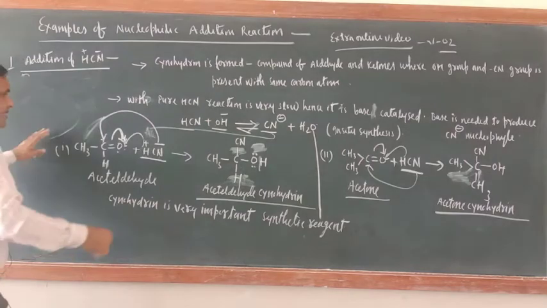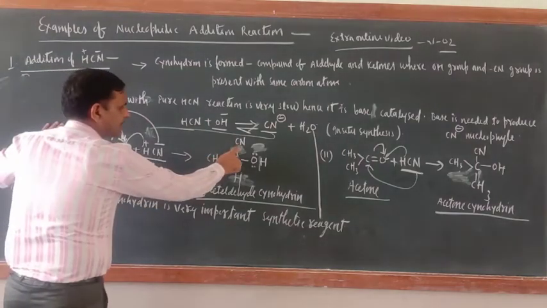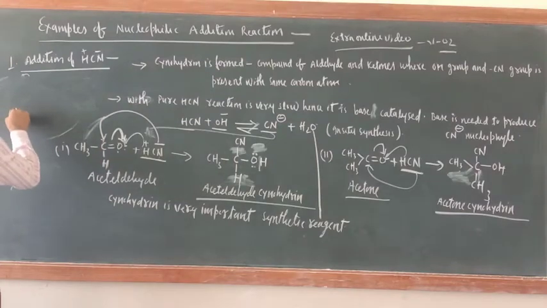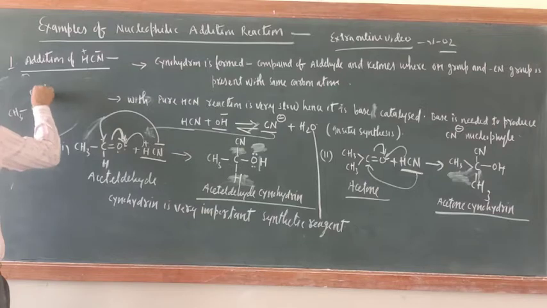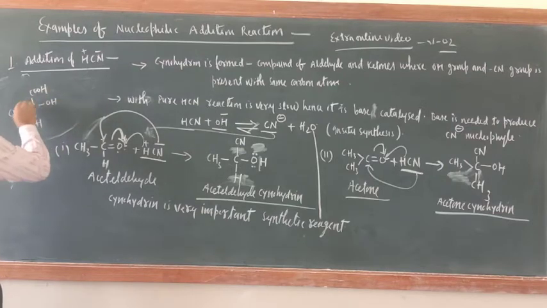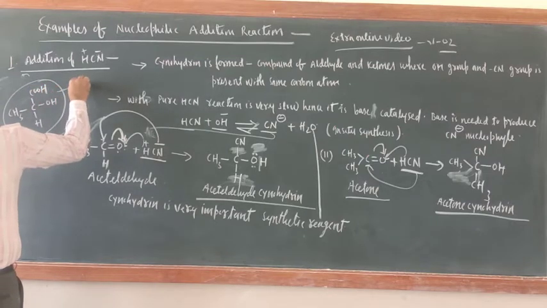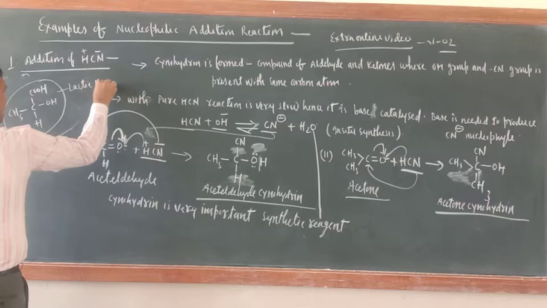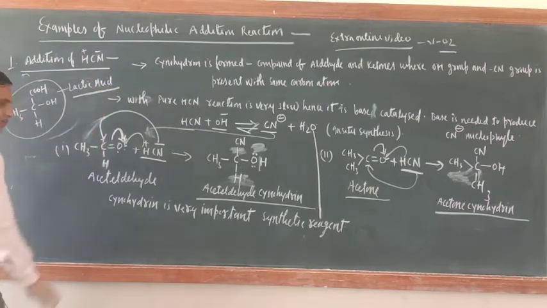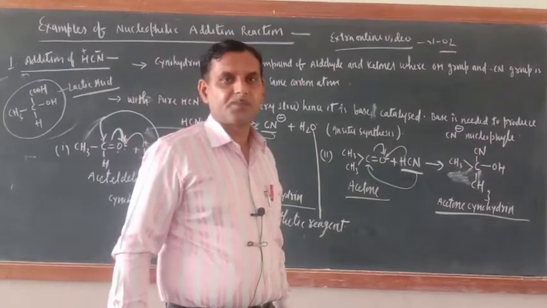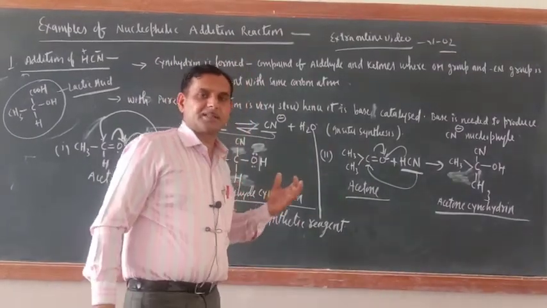Just try to understand. Suppose I have subjected this one to complete hydrolysis. So just see here, for CH3, CN will be converted into COOH. Rest everything would be the same. Do you know what is the importance of this compound and what is the name of this compound? This is lactic acid. And do you know what is the importance of lactic acid?